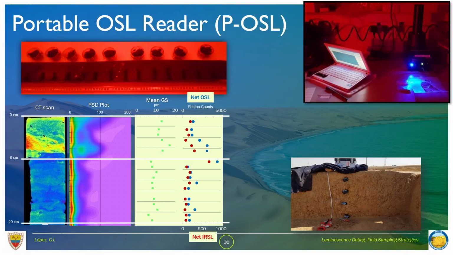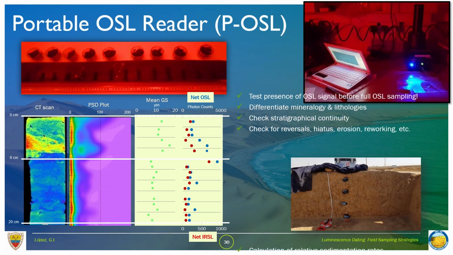And with that in mind, here comes the portable OSL reader, a very useful little tool that helps you detect in the bulk sample, without being processed, if there's an OSL signal at all, if you have quartz or feldspar. It can be used for several stratigraphic things. You can actually check if there's erosion or reworking happening, and it's something very, very useful that not all labs have. It's something quite recent, let's say, but extremely practical to have.